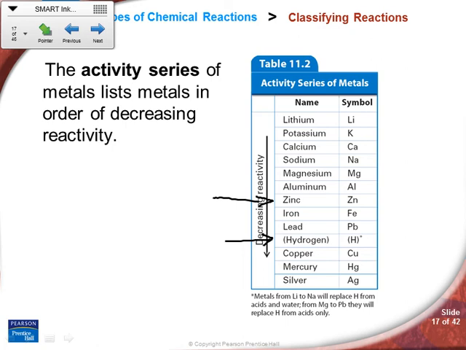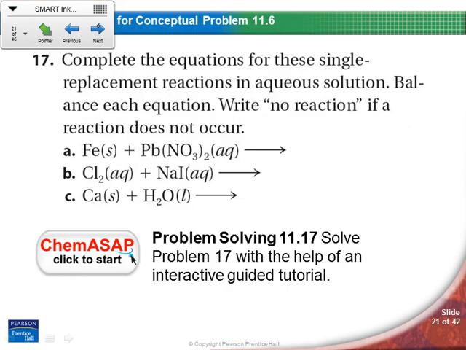Looking at the chart, will the iron replace the lead? Just barely. This is going to be quite a fight, right? But it will just barely replace the lead. So that one actually is going to happen. The second one I'll just tell you is going to happen because chlorine's not on your chart. But what is the chlorine going to replace here? It's going to replace the iodine, right? Because those are the anions or the nonmetals.